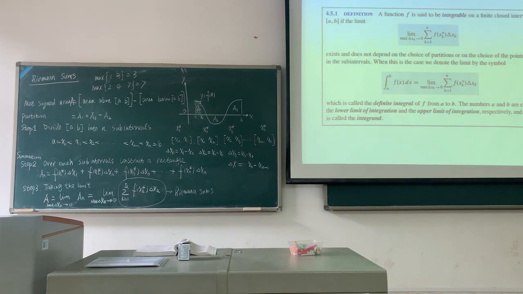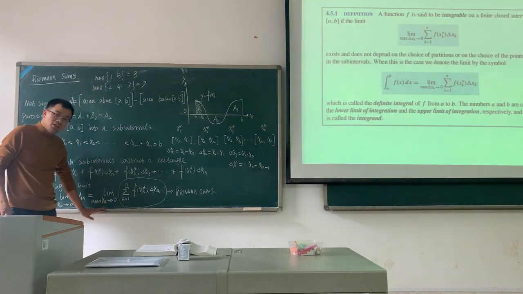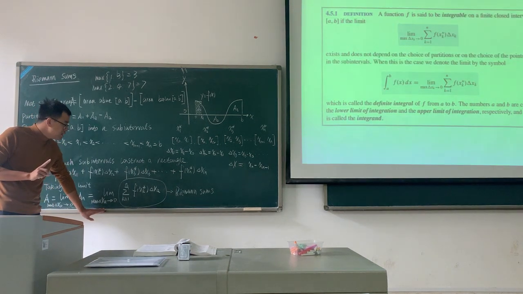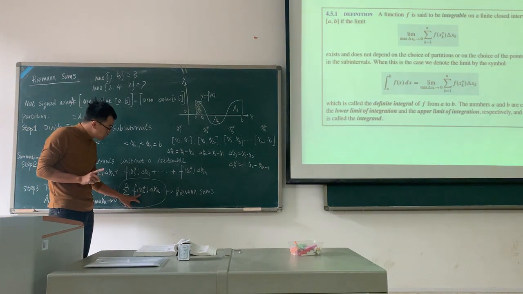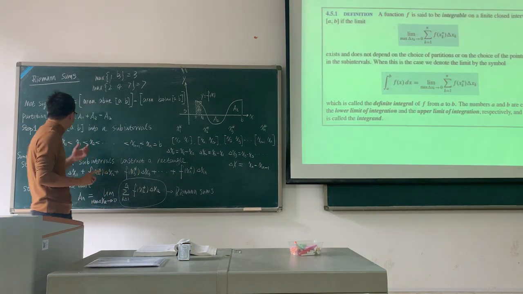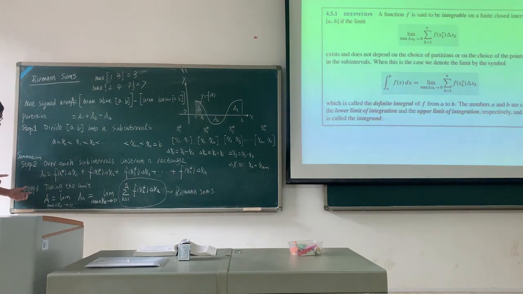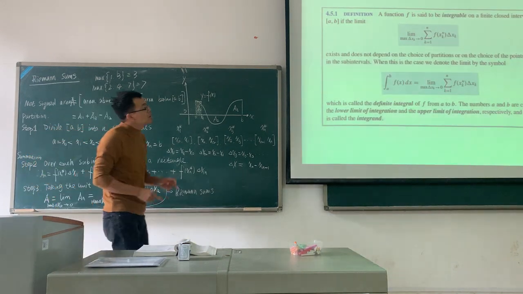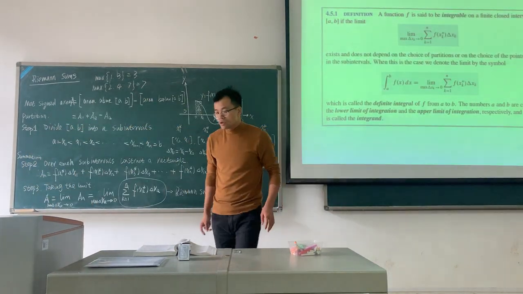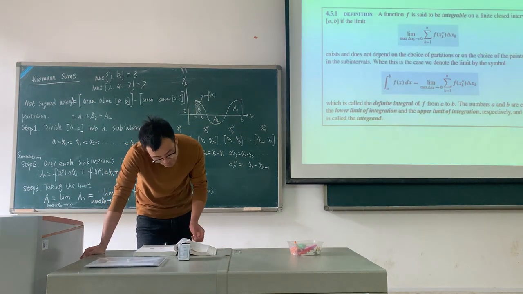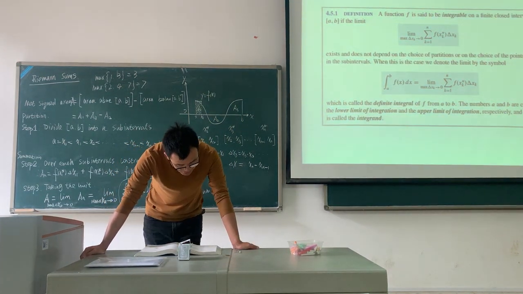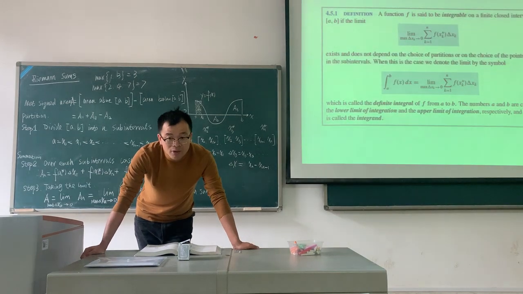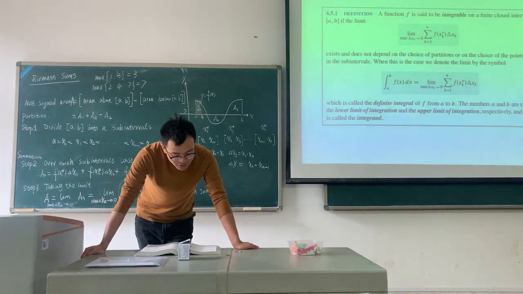Now, if the limit exists and the limit does not depend on the choice of xk star and the choice of the partition, then we say that the function f is integrable on [a, b]. So we have this definition. Now we see page 294. This is the definition 5.1.